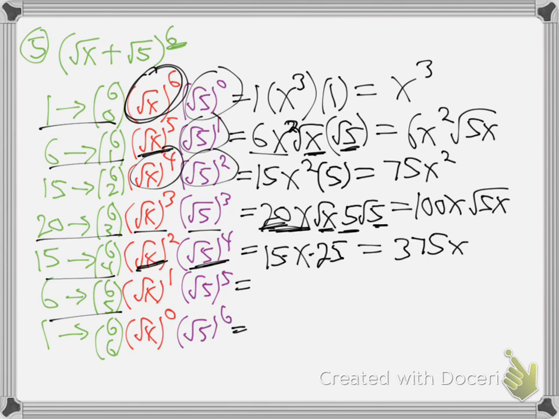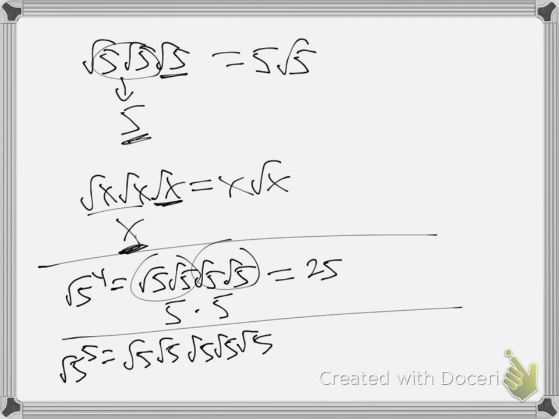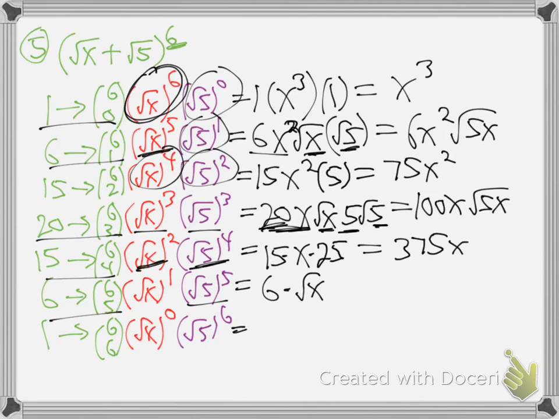Good. Two more to go. 6. Root x to the 1's just root x. Root 5 to the 5th. Let's go look at that. Root 5 to the 5th is root 5, root 5, root 5, root 5, root 5. These two root 5's make a plain 5. So we got 5 times 5 times root 5, which is 25 root 5. Good. 25 root 5.